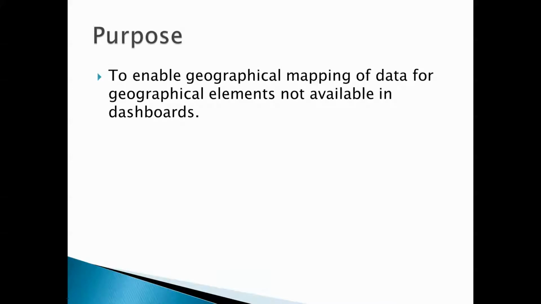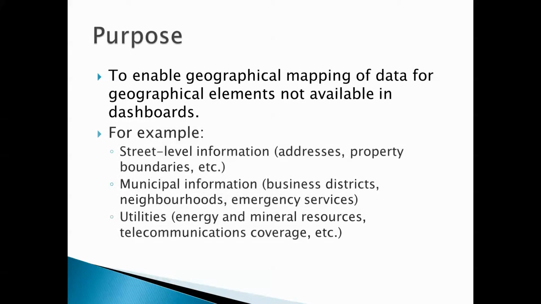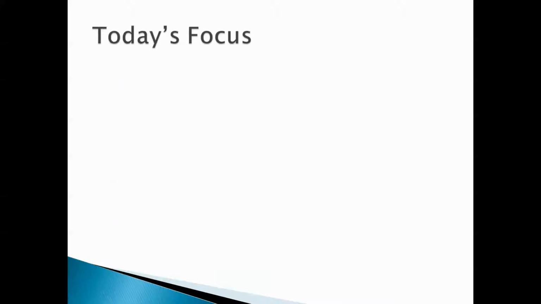To keep in mind, what we're working on today is we want to enable you to do geographic mapping of data for elements that are not natively available in your dashboard platform. For example, street-level information such as addresses, property boundaries, perhaps some municipal information such as business districts, neighborhoods, emergency services, utilities such as energy and mineral resources, telecommunications coverage, etc. There's a wide variety of types of geographical data that you could use in this process.